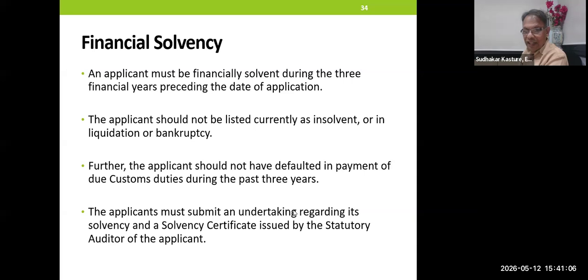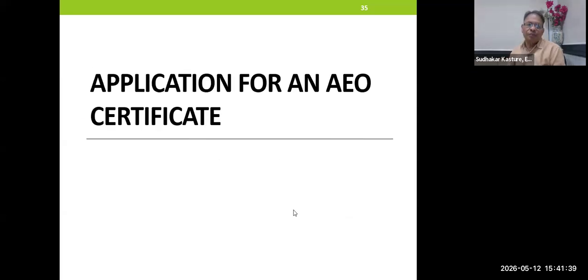Financial solvency. Applicant must be financially solvent during the 3 financial years. The applicant should not be listed currently as insolvent or in liquidation or in bankruptcy. Applicant should not have defaulted in payment of custom duties. The applicant must submit an undertaking that he will submit the solvency certificate issued by statutory auditor. This is financial. Commercial and financial, both you have to take into account.